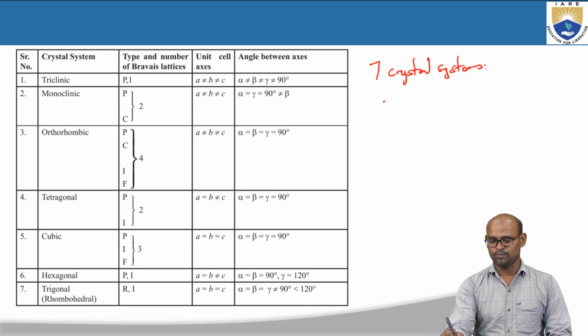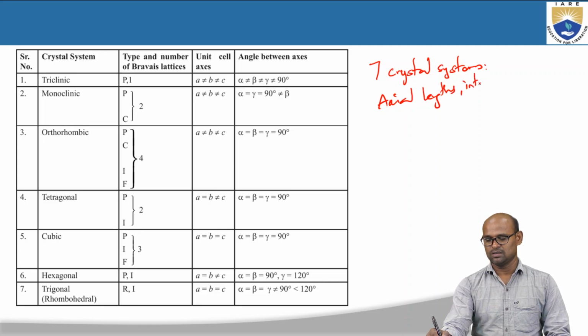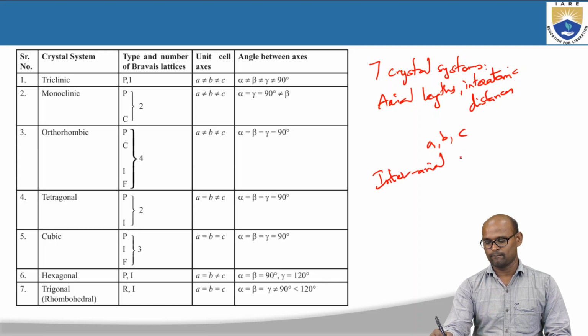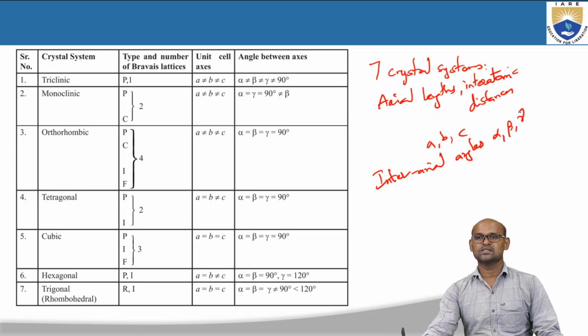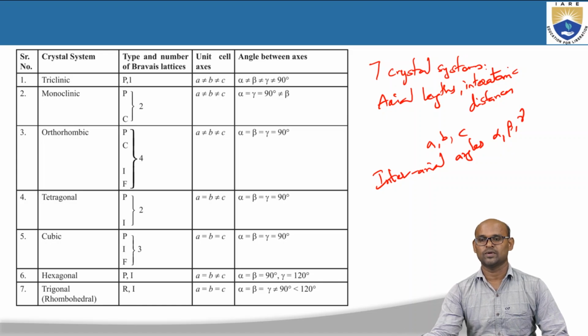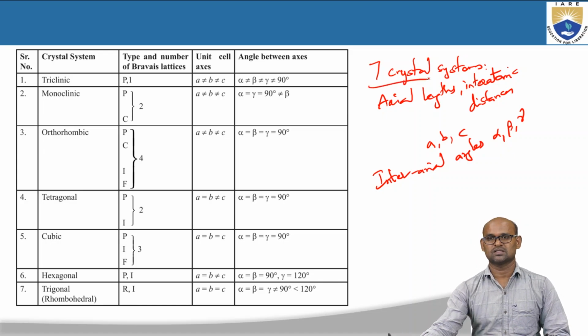Based on axial lengths, also called interatomic distances, A comma B comma C, and interaxial angles alpha, beta, gamma, we are discussing the relation between these angles and axial lengths for these 7 crystal systems.